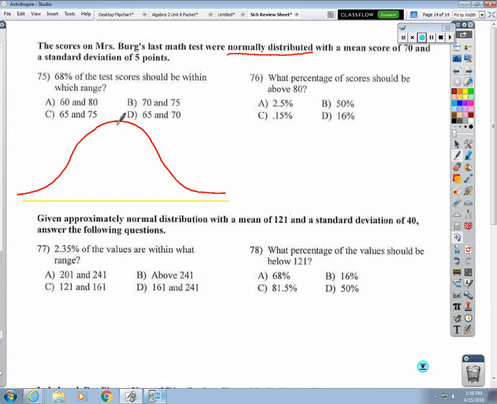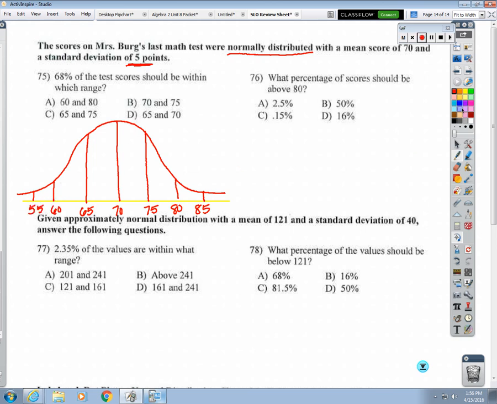Okay, so the middle of the curve is always the mean, which in this case is 70. Then you have people that could score 1 standard deviation above, 2 above, or even 3 above. But on the other side, you have people that could score 1 standard deviation below it, 2 below it, or 3 below it. How do we get those values? Right, if the standard deviation is 5 points, to the right we add 5 for each standard deviation, and to the left we subtract 5.